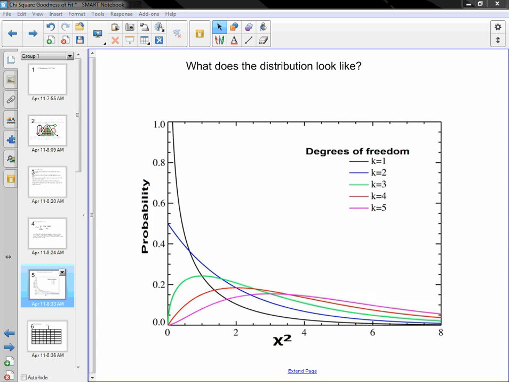And as you add more and more degrees of freedom, more and more of the probability moves out into the tail. Does everybody see that this one doesn't have a whole lot of probability out in the tail? But if you look at the pink one here that has 5 degrees of freedom, look at how much probability there is in the tail, right? So the more categories you have, the more likely you are to get some numbers out on the fringe, okay?